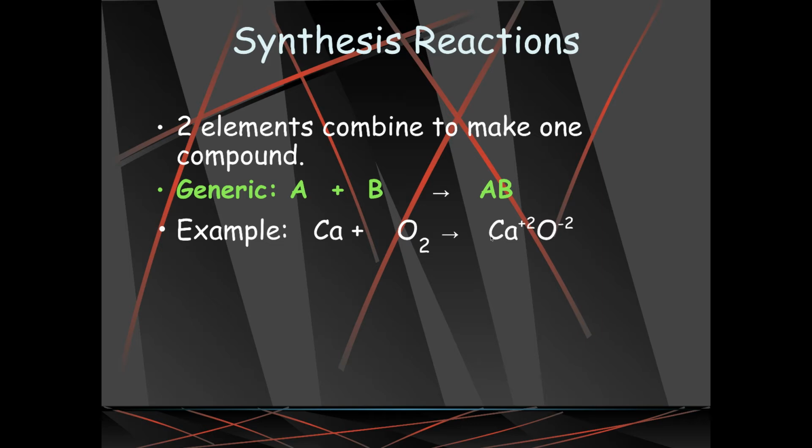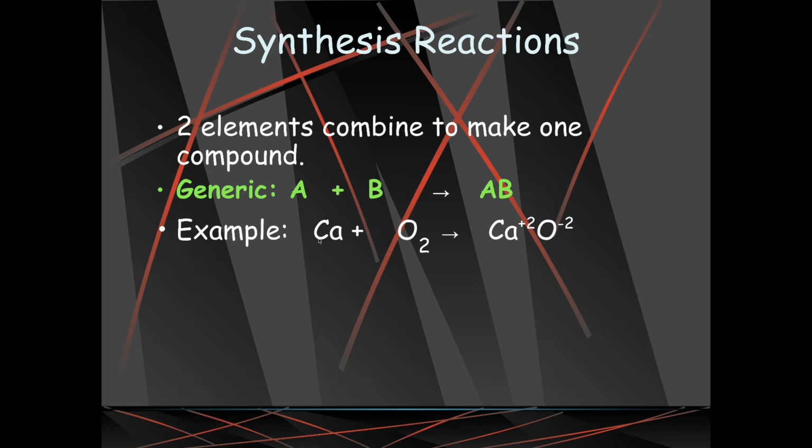When you push them together, you put calcium with oxygen, you check the charge, and if it's +2, -2, you do not carry a 2 over from the other side because +2, -2 is neutral without a subscript. You then can balance the equation by putting a 2 in front of the calcium oxide and a 2 in front of the calcium.